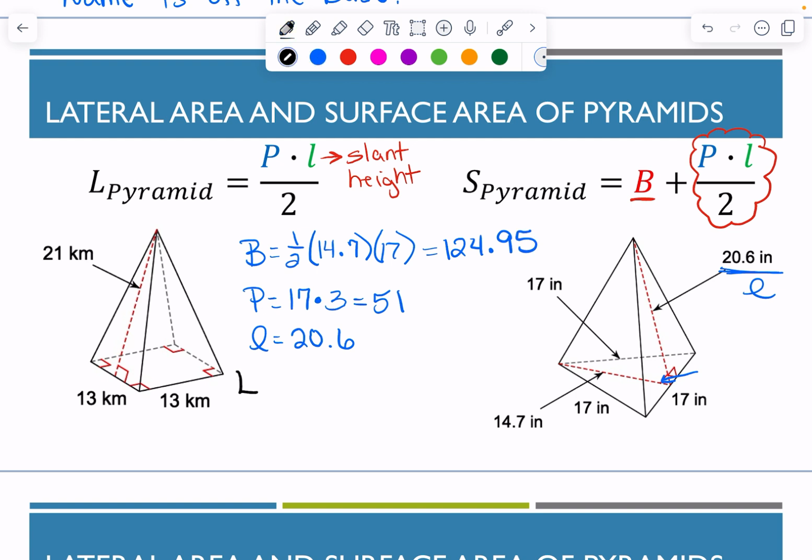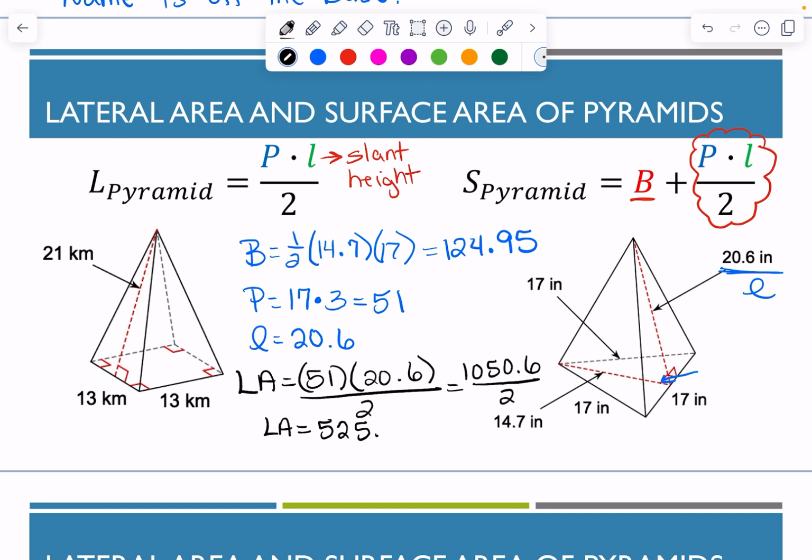So now let's go through and find the lateral area. For the lateral area, remember, we just take the perimeter times the slant height, and we're going to divide that by 2. So 51 times 20.6, and then I'm going to take that and divide it by 2. So my lateral area is going to be 525.3 square inches.